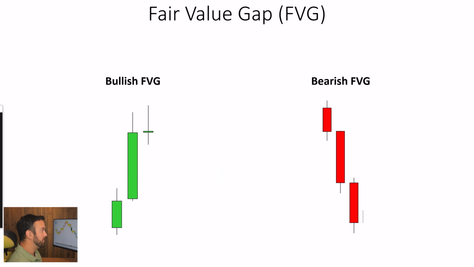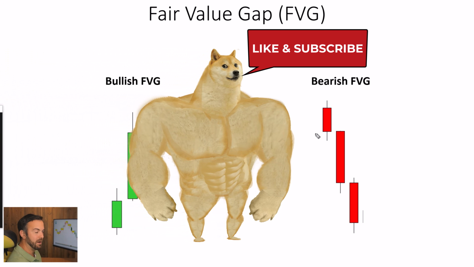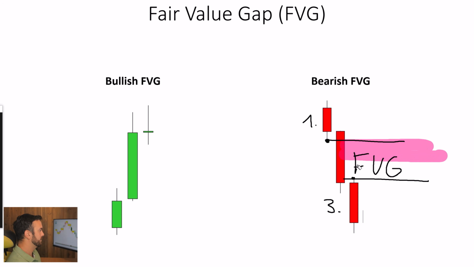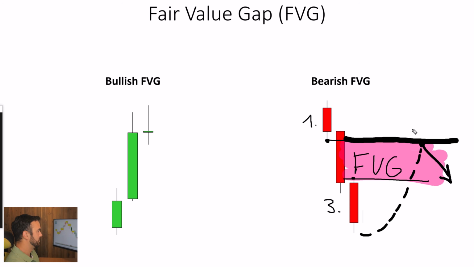So let's now talk about the bearish fair value gap. Again, we have 3 candles, and it is important that there is a gap between the low of the first candle and the high of the third candle. This whole area is the fair value gap, and I like to trade from the beginning of it, from this level. This is the beginning of a bearish fair value gap. So what I do is I wait for a pullback and trade short from here. This is how I trade the bearish fair value gap.